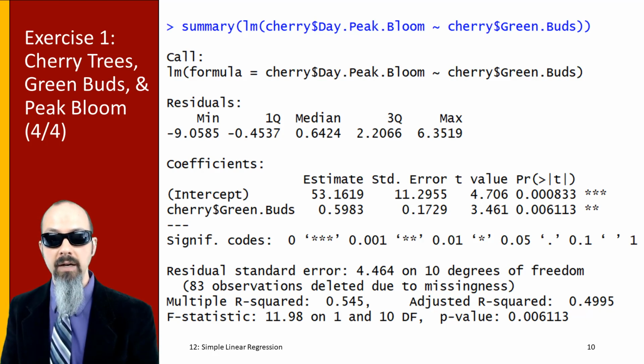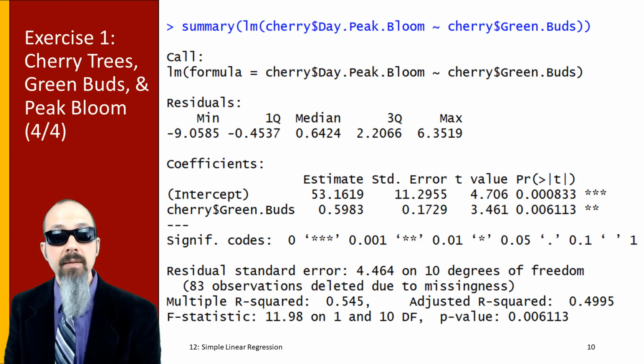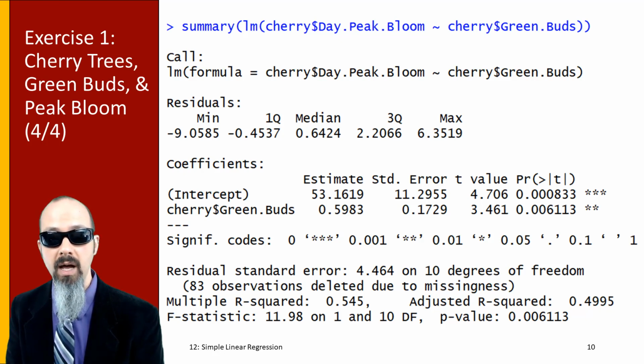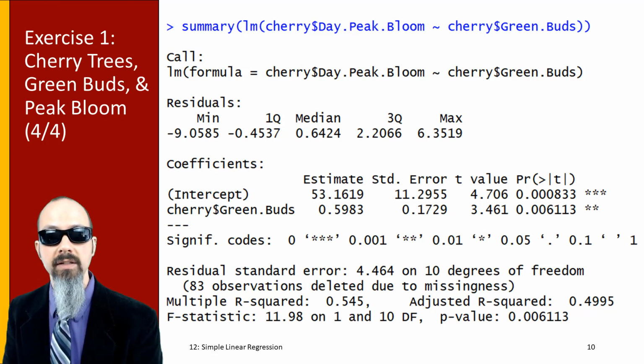Okay? And we would see that the r-squared value for this is approximately 0.545, or approximately 54.5% of the variation in the days until peak bloom is explained by knowing the number of green buds. This is a massive r-squared for only having one independent variable in our model. So we have to take this with either the green buds are doing a really good job by themselves, or there may be some other things contributing to this that we haven't quite picked up on yet. We'll definitely hit more of that when we get to multiple regression.